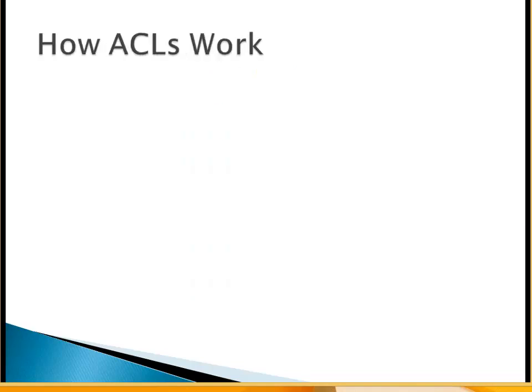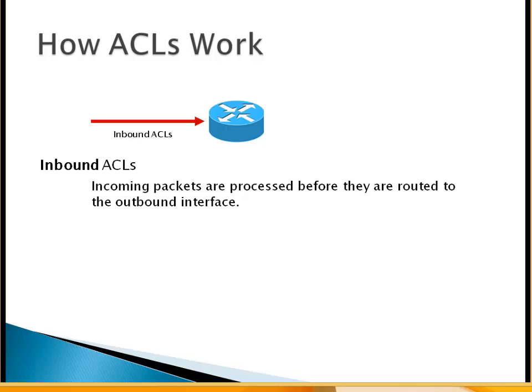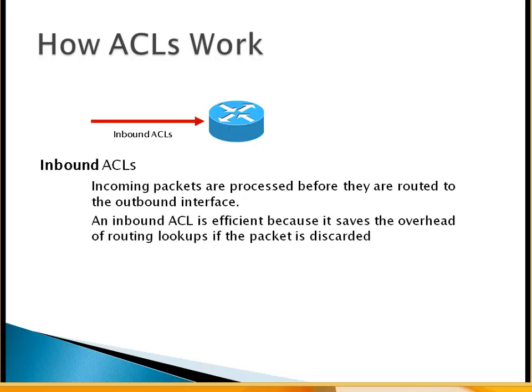How ACL works. Now here we have inbound ACLs. Inbound ACLs are applied as packets are coming in to the router. With these ACLs, packets are processed before they are routed to the outbound interface. An inbound ACL is efficient because it saves the overhead of routing lookups if the packet is discarded. So if the packet is discarded, might as well just do it before it enters the router.